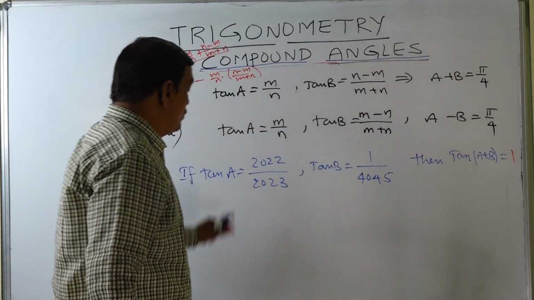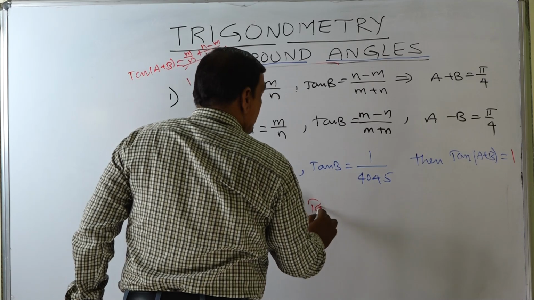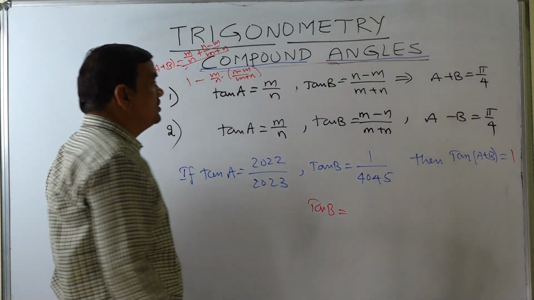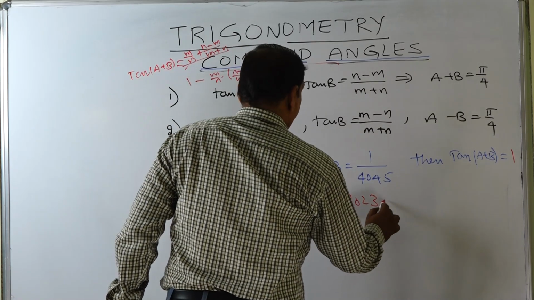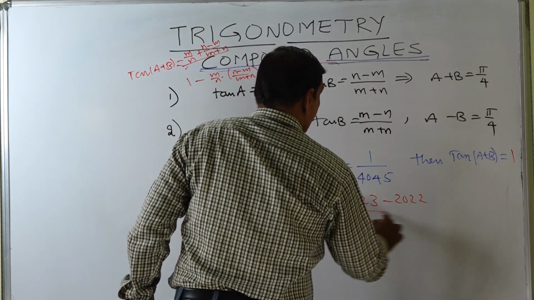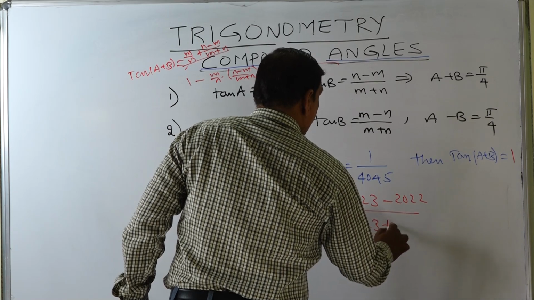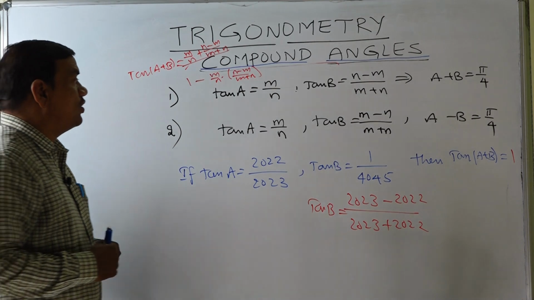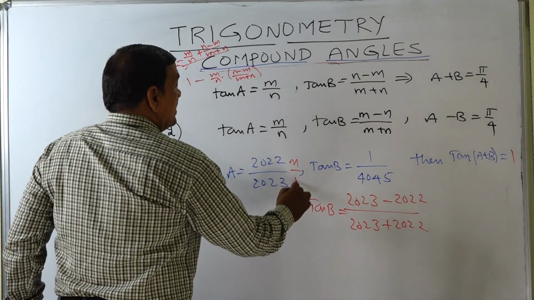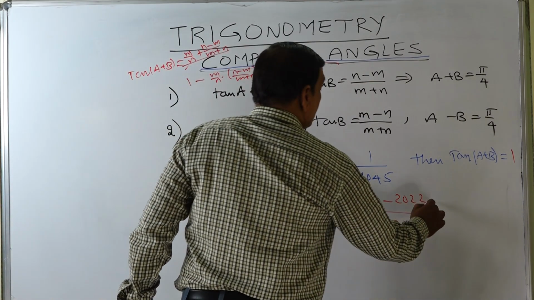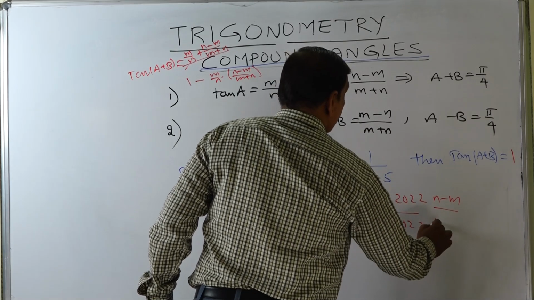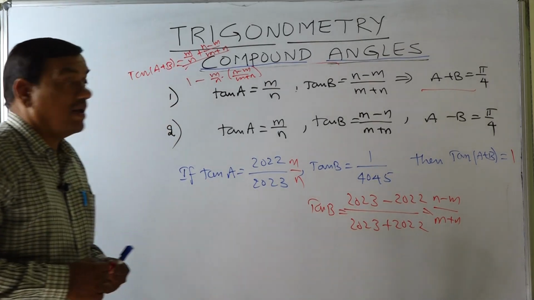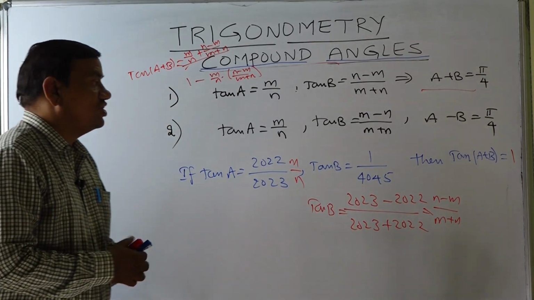How, sir? So, this tan B I will write as 1 upon 4045. This I can write down as (2023 minus 2022) by (2023 plus 2022). Can I write it or not? Yes, easily can write down. So, tan A is of the form m by n, and tan B is of the form (n minus m) by (m plus n). Therefore, A plus B is equal to pi by 4, and tan of A plus B is equal to 1.